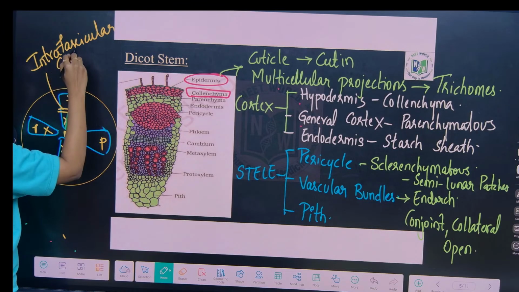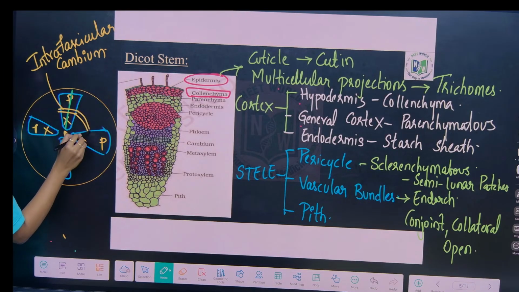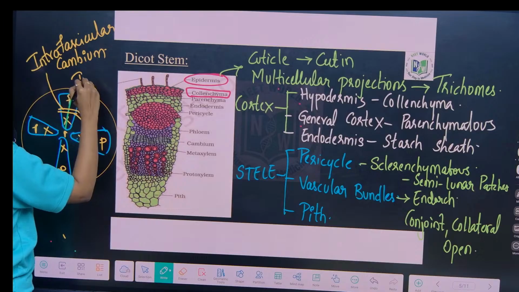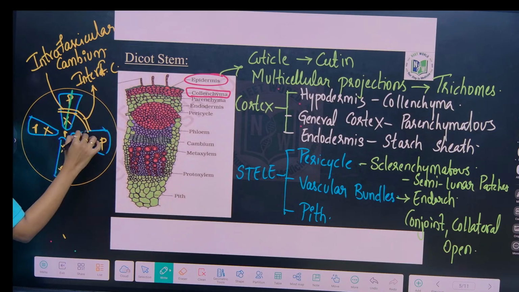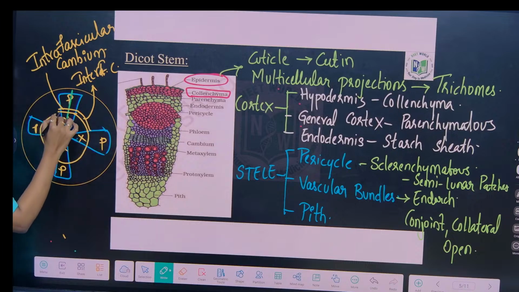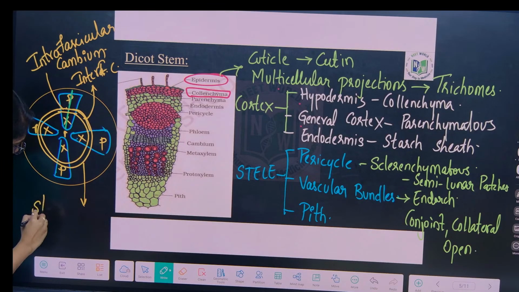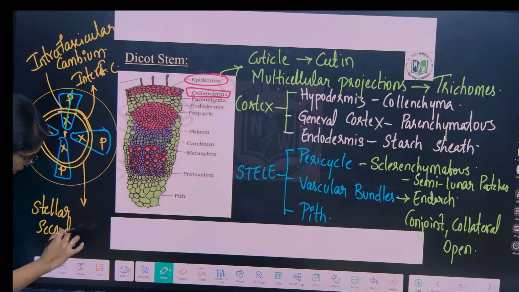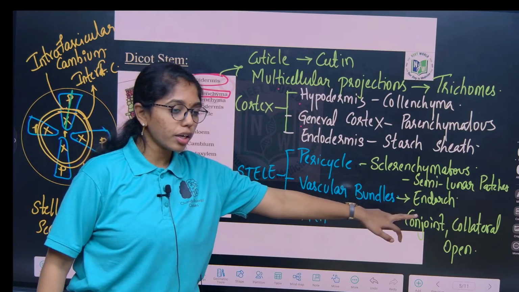Intrafascicular cambium or fascicular vascular cambium. And the cambium which is present in between two vascular bundles is interfascicular cambium. As such, this forms a cambial ring which permits stelar secondary growth. Clear, right? Understood the meaning of conjoint, collateral, open.